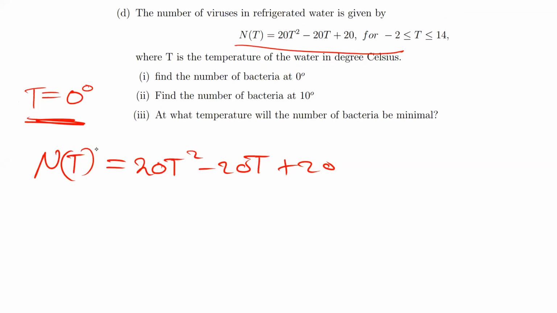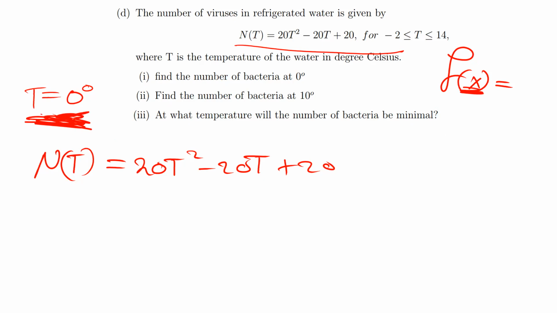So now the question is asking us to find the number of bacteria at 0 degrees. This one is very simple. They're just asking us to replace T with 0, because this is a function. That's why it's written as N of T. It's the same as f of x, meaning the expression is a function of x. So this given expression is a function of T.